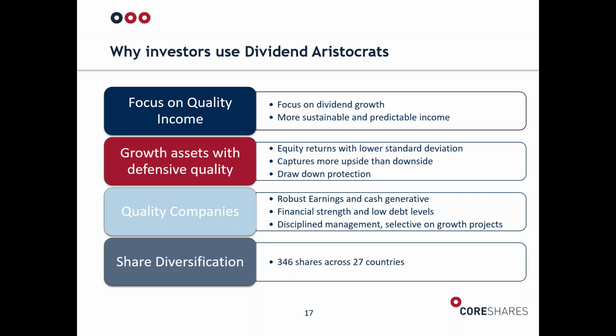So the reason why investors like this strategy is obviously this focus on quality income. You're focusing on companies that can produce dividends and grow them over time, giving sustainable and predictable income for you as the investor.